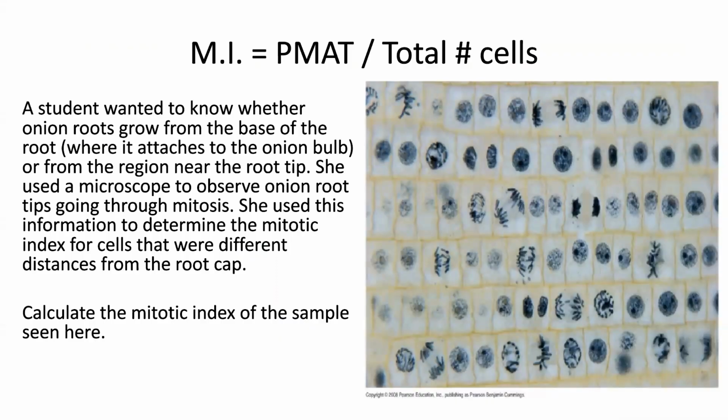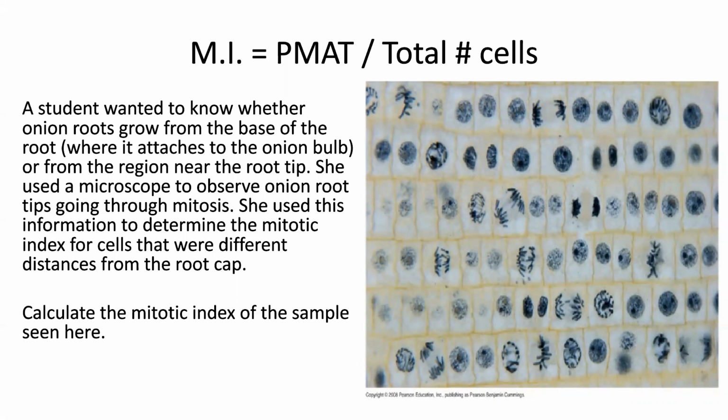Here's an example. A student wants to know whether or not the onion roots are growing from the base closer to the bulb or from the tip of the root. And so what she does is she takes a cross section of the root in both places, and she looks at it in the microscope and she calculates the mitotic index of both places. So you just calculated the mitotic index of the sample. This is the same image, it just got rotated.